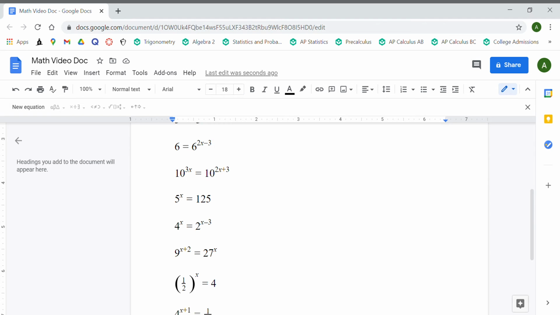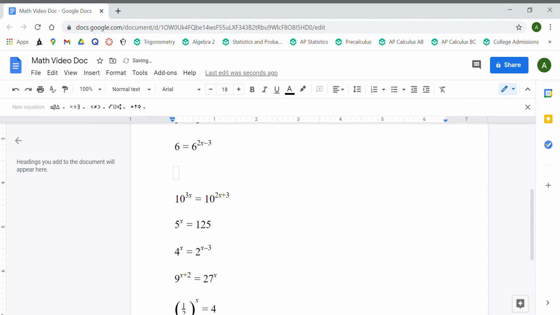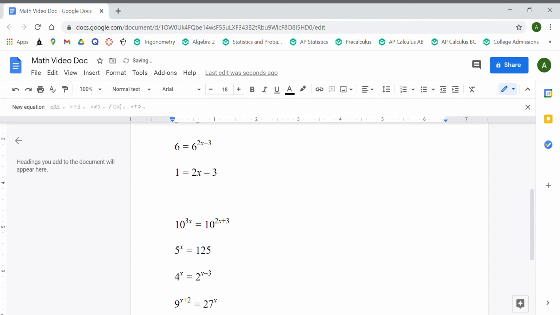Okay, so we're going to try this out. Bases are set equal to each other, so now we take their exponents. Remember that just 6 by itself has an exponent of 1, so it's going to be 1 equals 2x minus 3, because we're setting the exponents equal to each other. Add 3 on both sides, we get 4 equal to 2x. And then x equals 2.